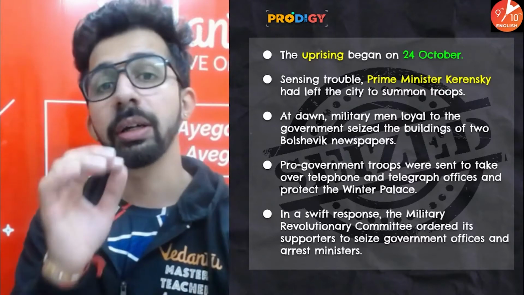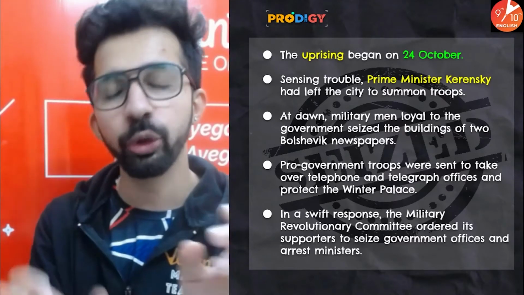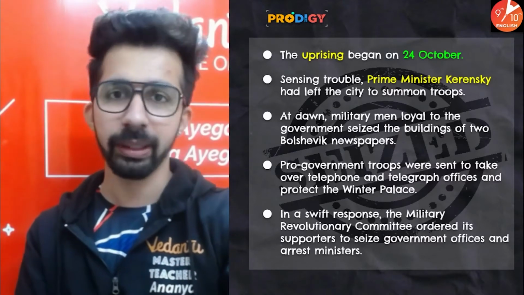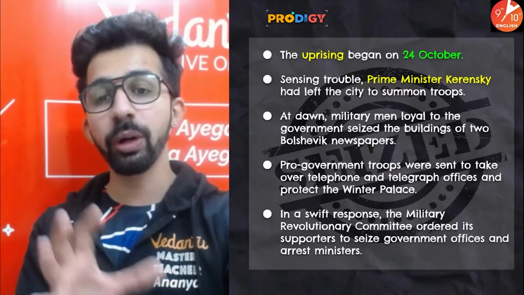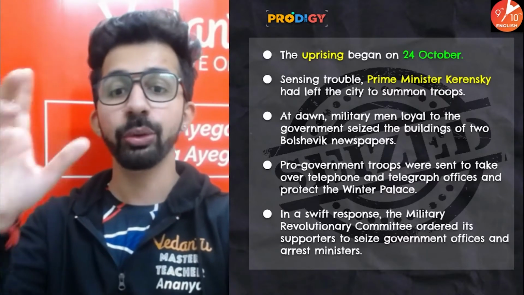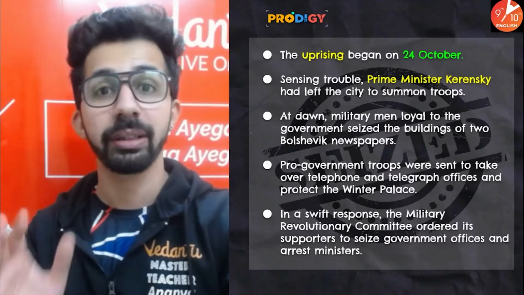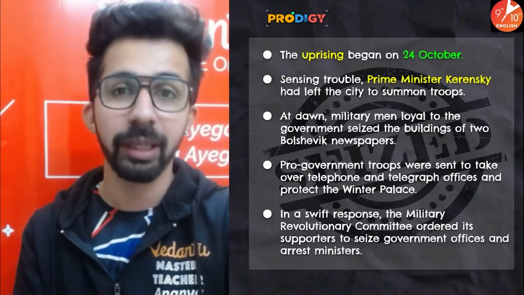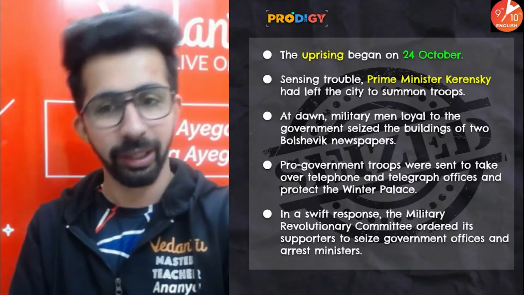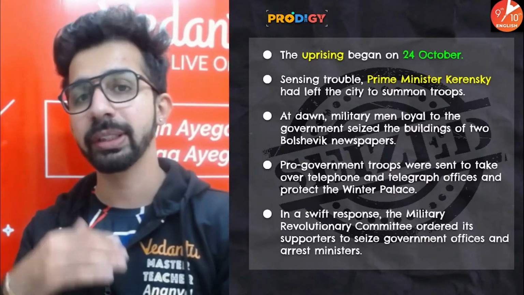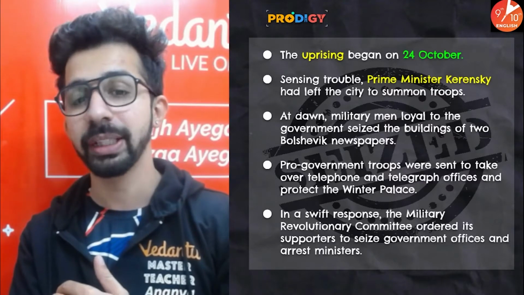Not only this, pro-government troops. What do we understand from pro-government? The supporters of the government, that is Kerensky. So pro-government troops were sent to take over telephone and telegraph offices and protect the Winter Palace. Guys, the Winter Palace was on the left bank of the River Neva. In this response, how did the Bolsheviks respond?